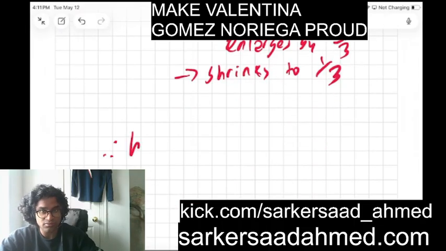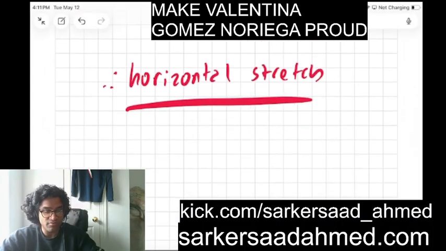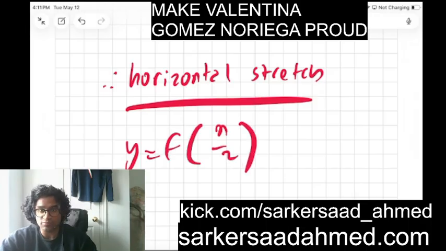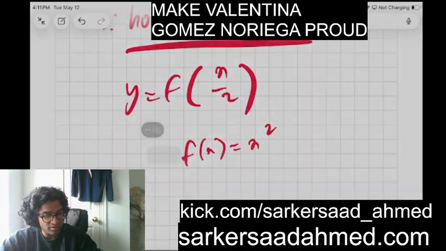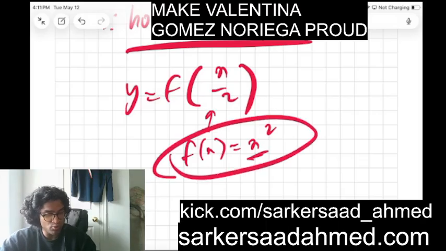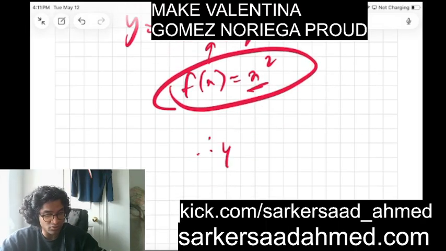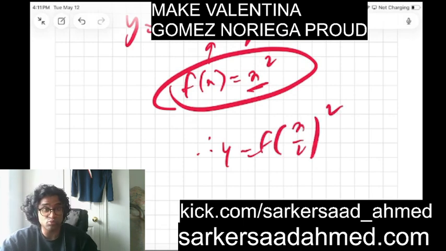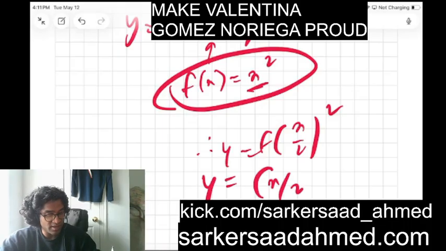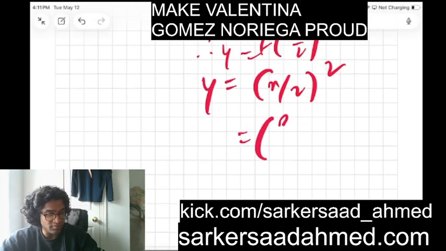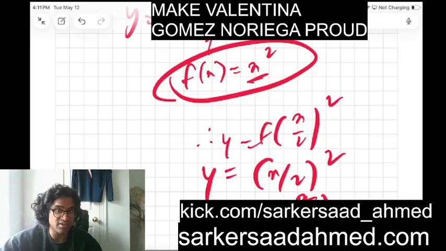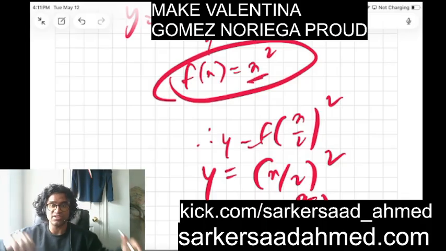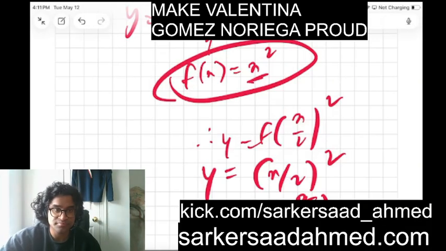So if I have a horizontal stretch, y is equal to f of x/2, and if I say f of x being x squared, then I'm going to import this here. Instead of x squared, I'm going to have y is equal to f of x/2 whole squared. So this time I'm actually going to have (x/2) whole squared, which is simply x squared/4. Because here x is changing, right? So that's the horizontal. Horizontal, x changes. Vertical, y changes. Cool.